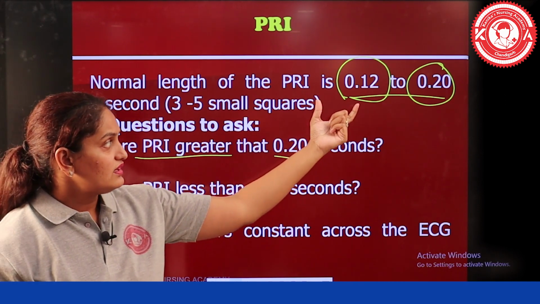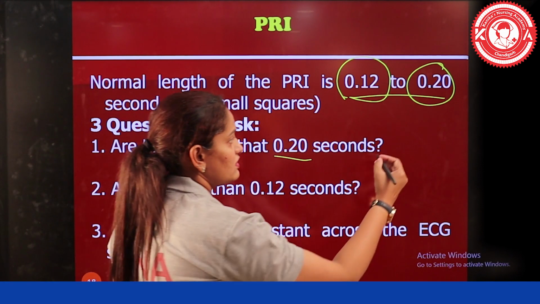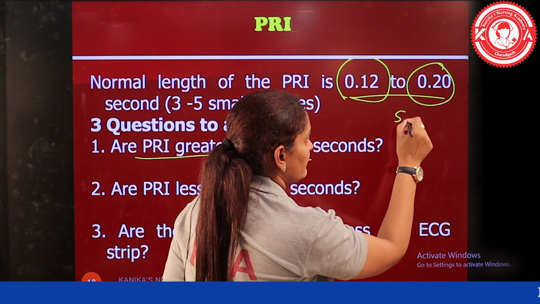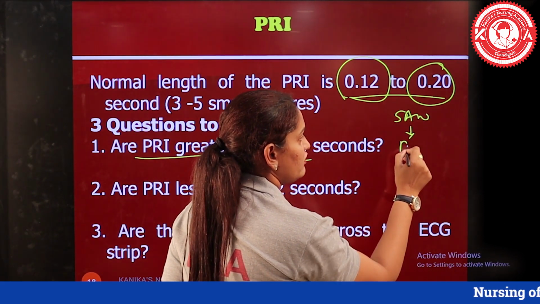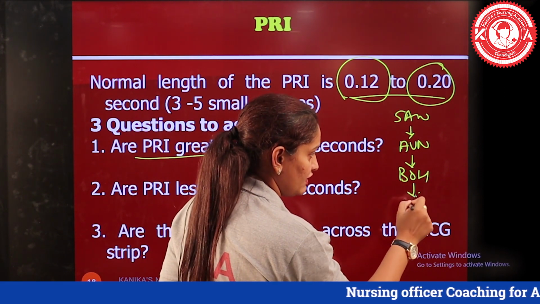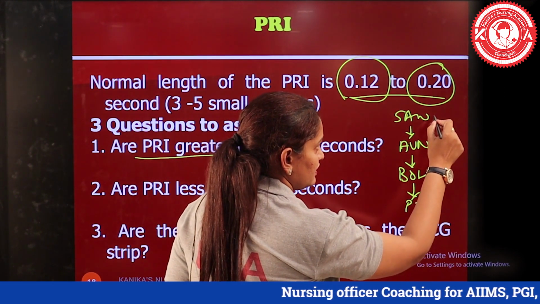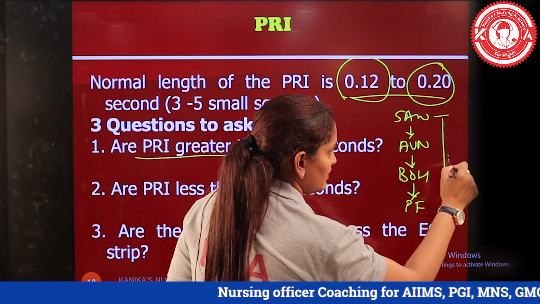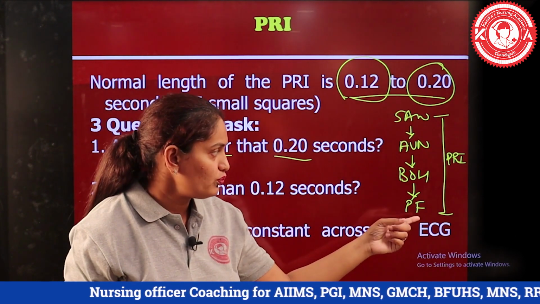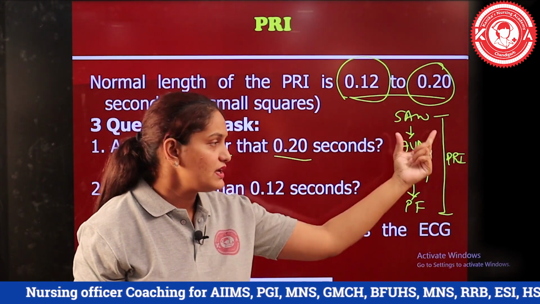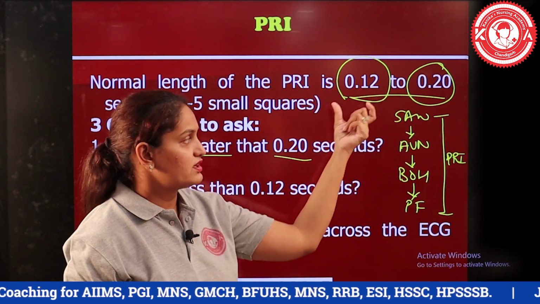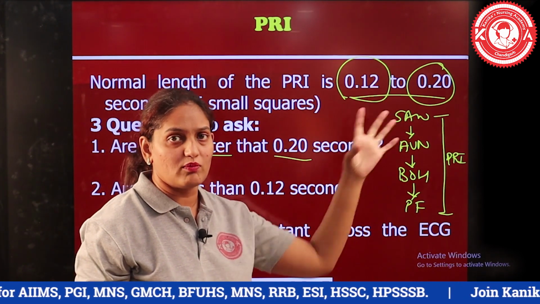First is, if it is less than 0.12 seconds, I will just redraw the flowchart which we have already seen earlier: SA node, then AV node, then bundle of His and its bundle branches, and finally the Purkinje fibers, and this is the PR interval. When the impulse goes from SA node to Purkinje fibers, then the PR interval is formed, the normal PR interval. We are talking of the abnormal ones, and the first point is less than the normal range.